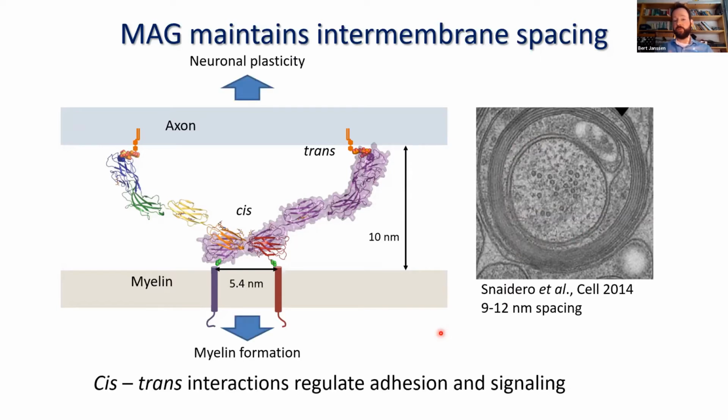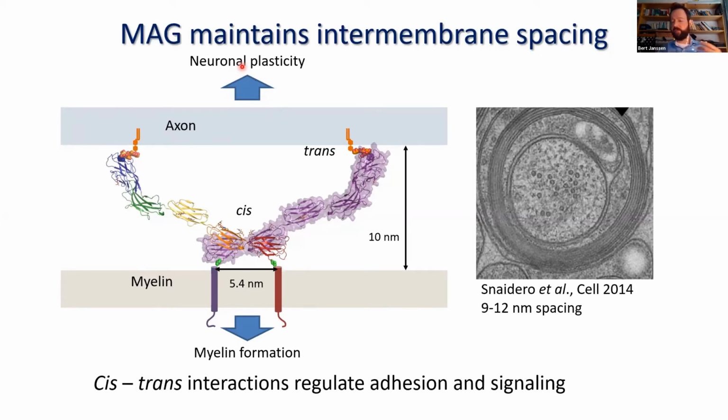And then MAG can also signal, as I told, into the oligodendrocyte, and it can also signal into the neuron. Perhaps it's a dimerization of MAG, by having this trans interaction and then the cis interaction, that provides a signal into the oligodendrocyte. What exactly happens in the neuron, whether it's clustering of the gangliosides or whether there's another receptor involved, is not clear yet, but that somehow leads to a signaling to the neuron. So it's cis and trans interactions that regulate adhesion and signaling.